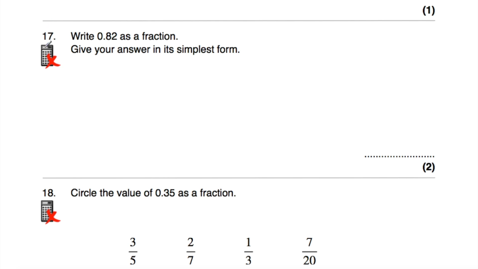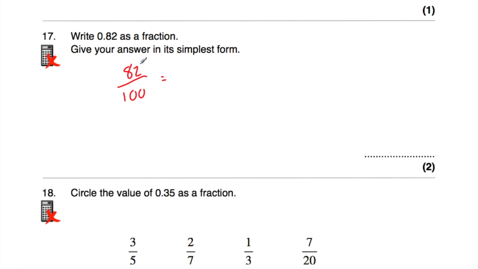Okay, so let's have a look at our next question, question number 17. Question number 17 says to write 0.82 as a fraction and to give our answer in its simplest form. Here we've got a decimal point and then our tenths and then our hundredths. So that's going to be 82 hundredths. And then we just need to cancel it down.